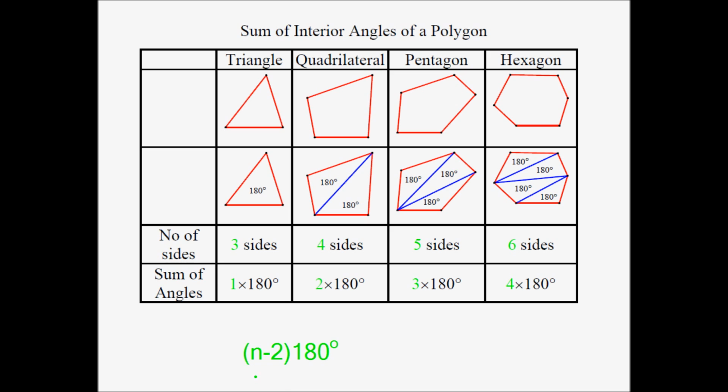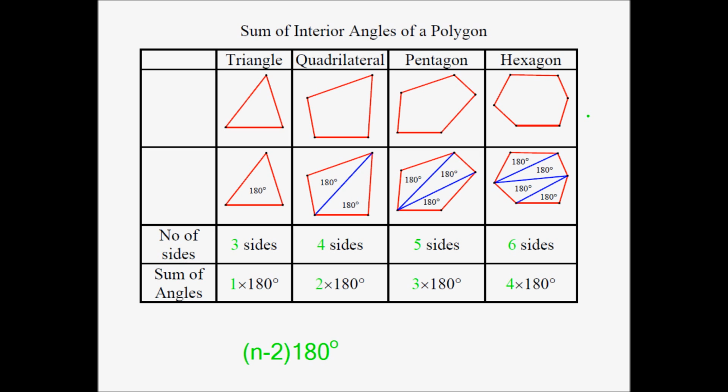So this is the formula. If the number of sides of a polygon is n, then the sum of the n angles is equal to n minus 2 times 180 degrees. In the case of quadrilateral, n is going to be 4. In the case of triangle, n is going to be 3. In the case of pentagon, n is going to be 5. In the case of hexagon, n is going to be 6. And heptagon is the seven-sided polygon, and of course, in the case of heptagon, it's going to be 7.